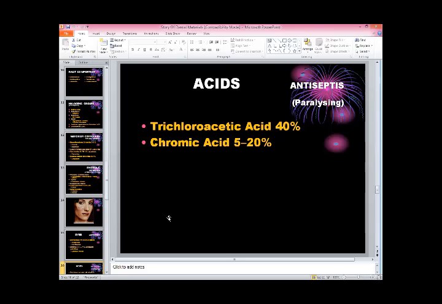And here they are antiseptics. They are killing the bacteria. We are using them, but one quality of theirs is paralyzing that particular tissue. Now, if I ask you what is paralyzing, what is the meaning of this, that it is paralyzed?